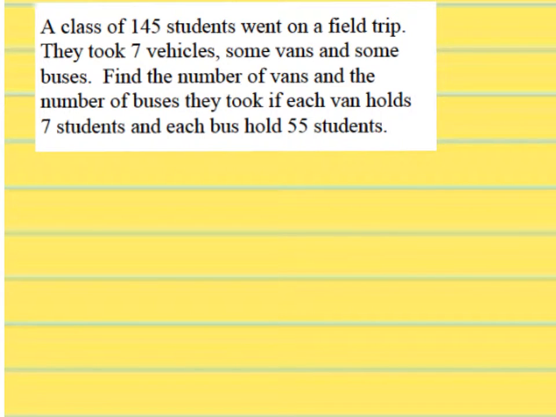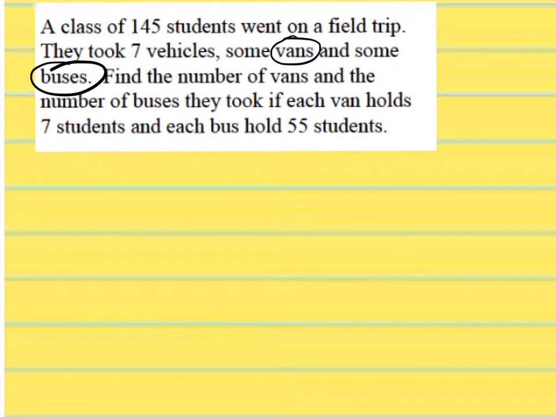First example, a class of 145 students went on a field trip. They took 7 vehicles, which included some vans and some buses. Find the number of vans and the number of buses they took if each van holds 7 students and each bus holds 55 students. How many vehicles did they take? And how many different types of vehicles? 2 different types of vehicles. They took vans and they took buses.